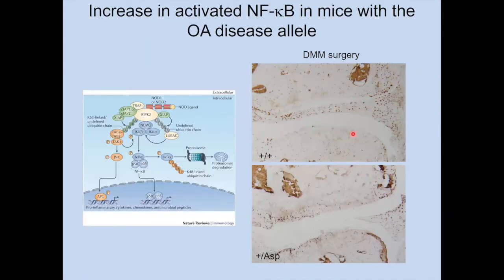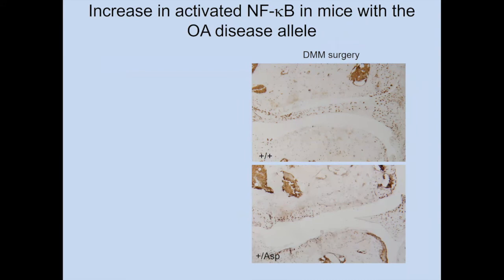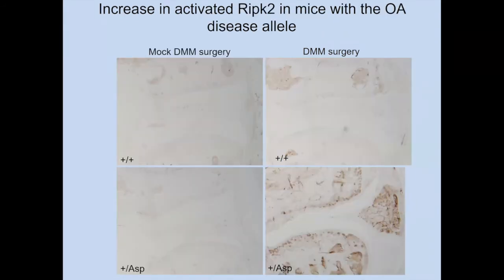Okay, sorry, my slideshow was really slow. We wanted to see what happens with RIPK2 in these mice. We have an antibody that marks the activated form of RIPK2. In the DMM surgery, we see that there really isn't a whole lot of RIPK2 induced in these animals. But in the disease allele, when we do the surgery, we see a dramatic increase in the overall intensity and number of cells that stain in these animals.